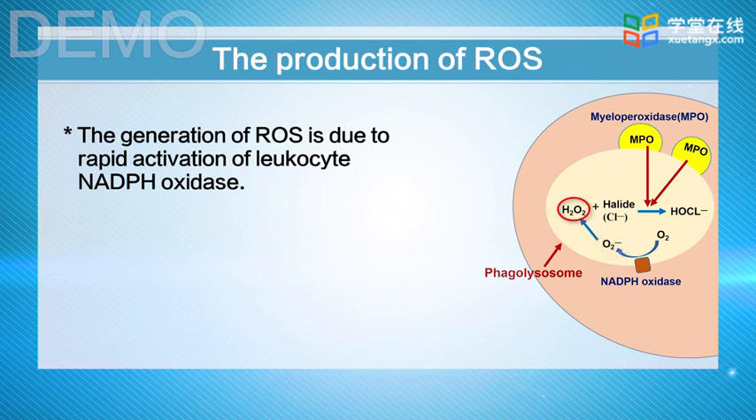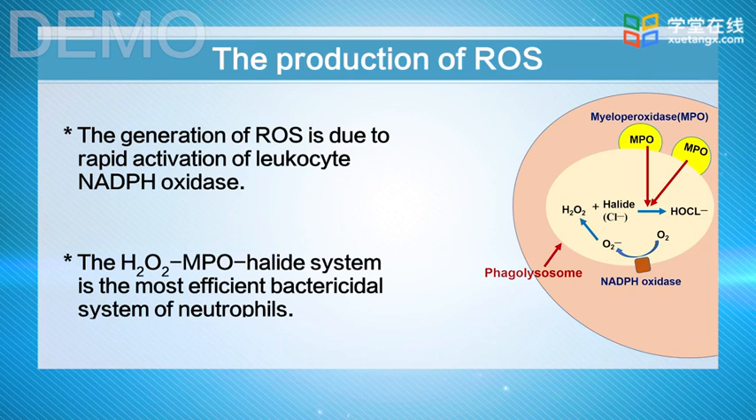Hydrogen peroxide is not able to kill microbes efficiently by itself. However, the neutrophil lysosomes contain the enzyme myeloperoxidase, MPO, which, in the presence of a halide, converts hydrogen peroxide to hypochlorous radical. The latter is a powerful oxidant and antimicrobial agent. Therefore, the hydrogen peroxide-myeloperoxidase-halide system is the most efficient bactericidal system in the neutrophils.